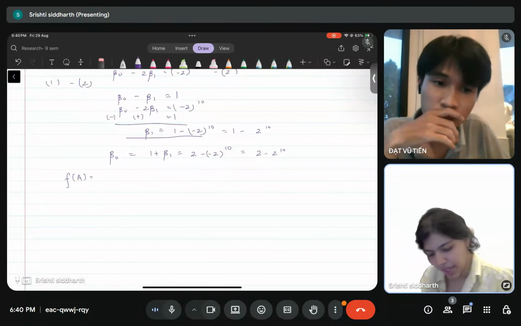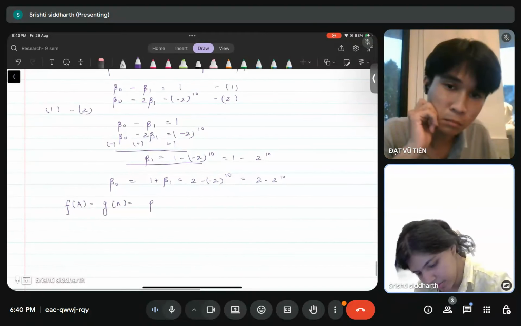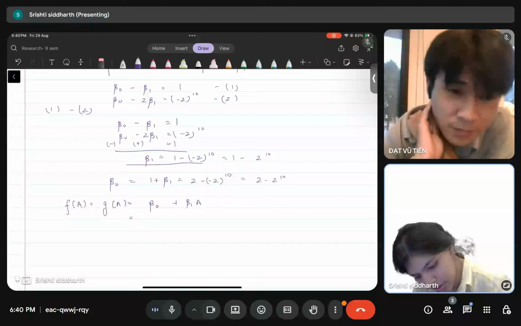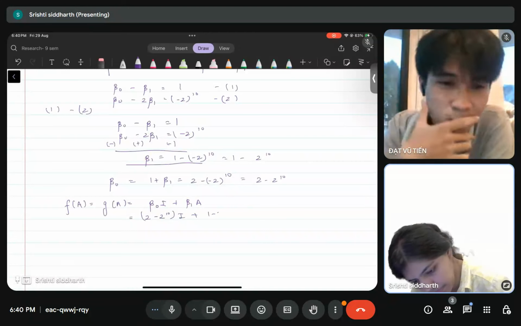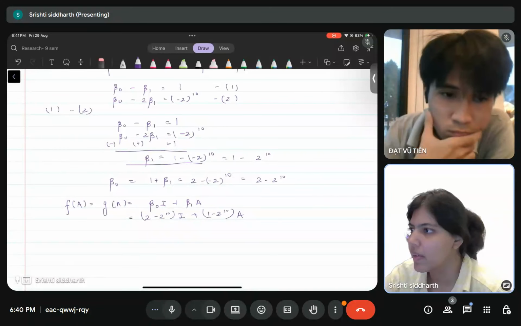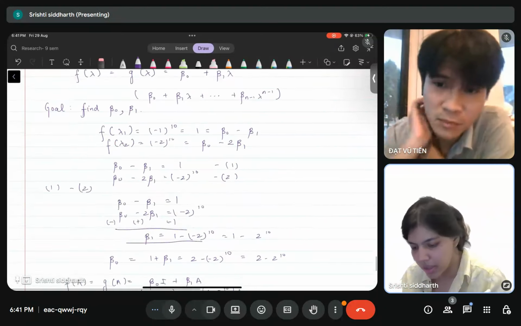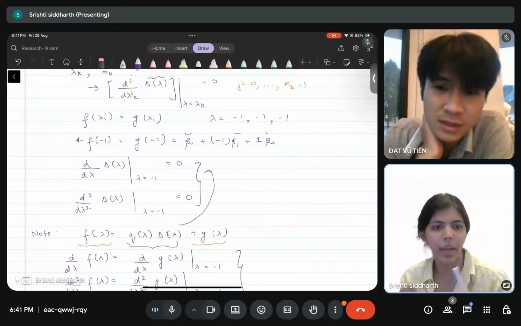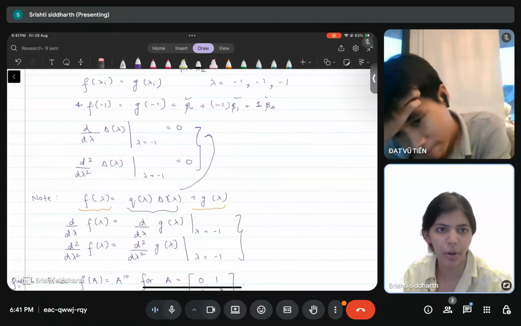Then in this case, F of A is G of A, which is beta 0 plus beta 1 A. This is 2 minus 2 to the power 10 times identity. Right. So in this case, we did not use exactly the Cayley-Hamilton theorem because then we would have to keep on multiplying both sides and get all the powers of it. In this case, we reduced it to a lower order polynomial.